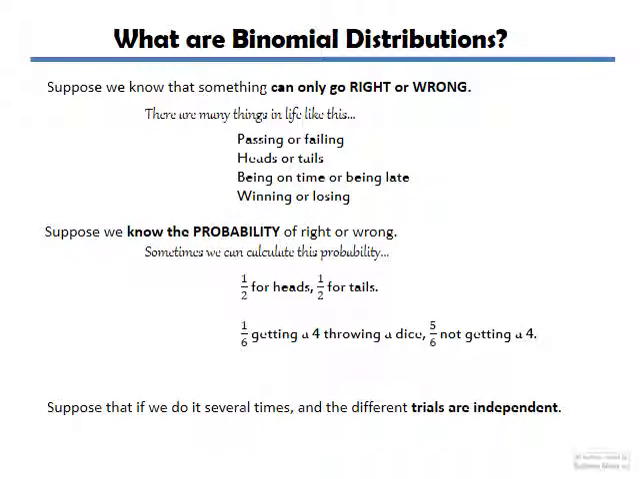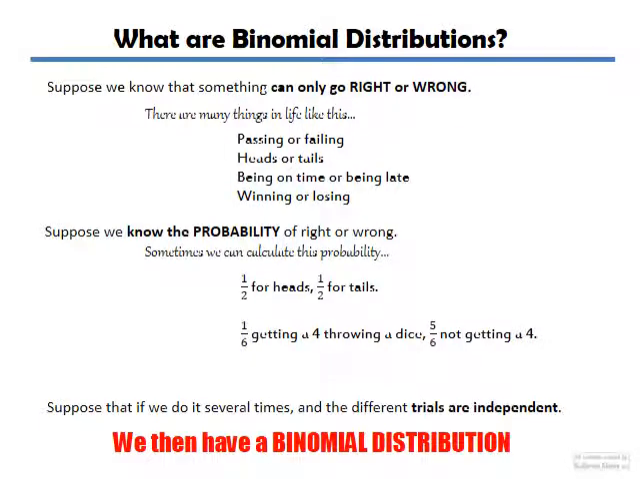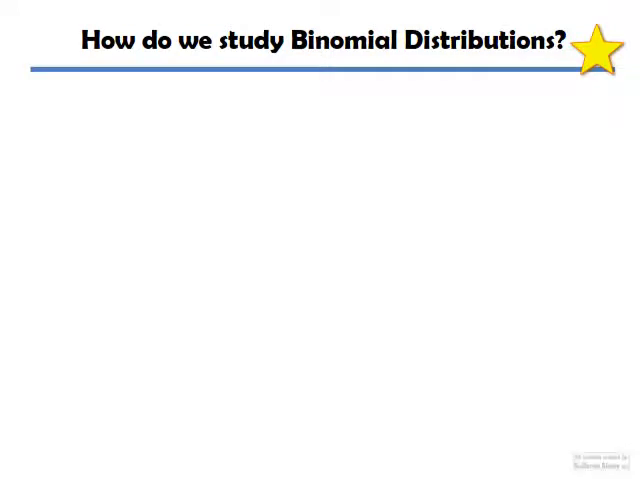So I need my trials to be independent. Each time that I repeat the coin toss or the dice throw, or whatever action it is that I'm studying, I need the trials to be independent. And I need them to have two possible outcomes, and I need to know the probability. When I have these three things, I am in front of a binomial distribution and I can use the following tool. But before we do it, let me explain some notation.